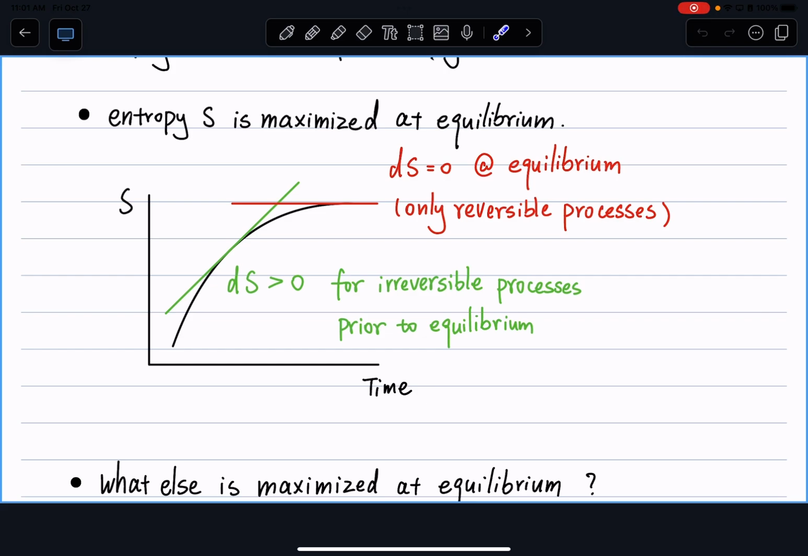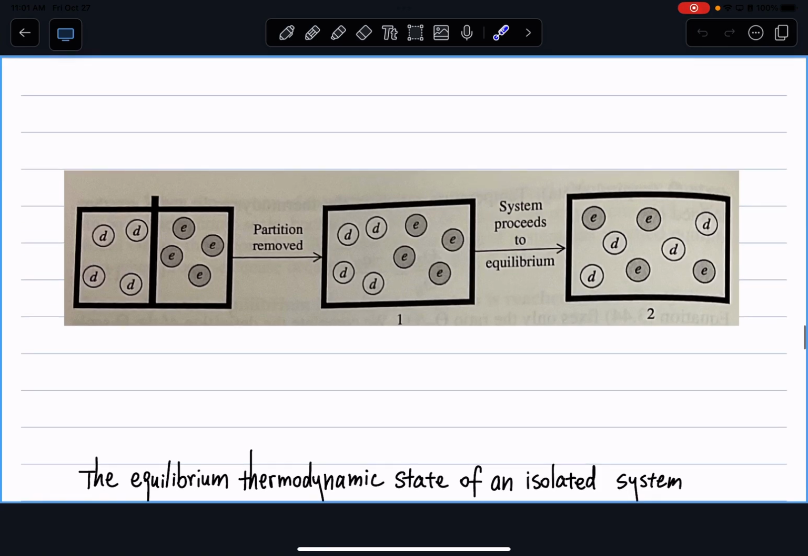So let's look at a specific system, a simplistic system or process you could think about for an equilibrium process. Now imagine you have two ideal gases. On the left, you have ideal gas D. On the right, you have ideal gas E. They have been separated by an impermeable adiabatic wall. So that's our initial state. Upon removing this wall or partition, we end up getting our state 1.